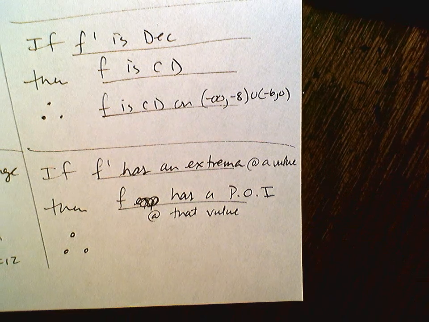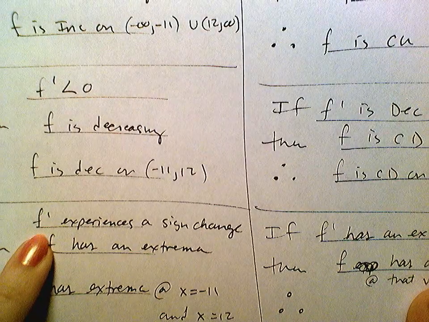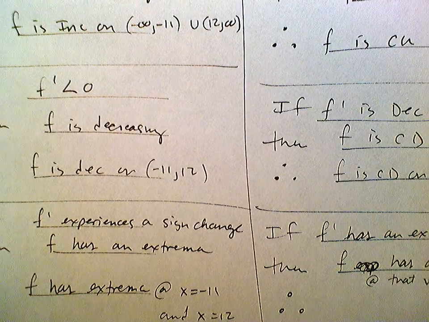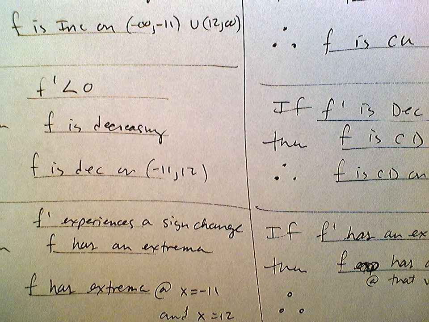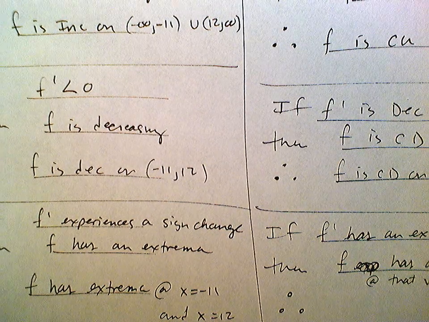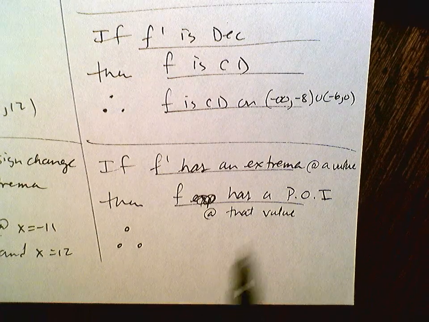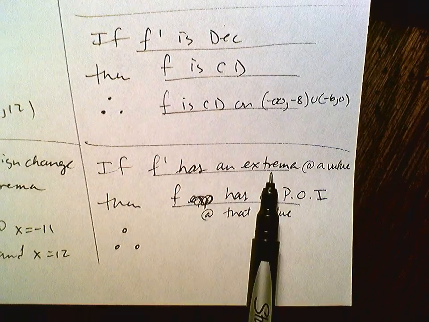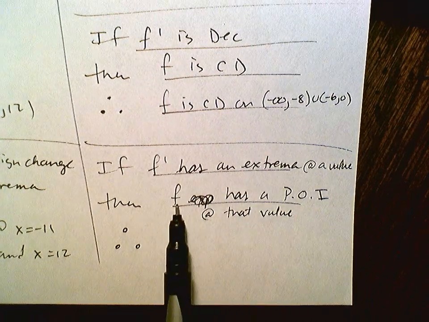Yeah, like this one here: if f prime experiences a sign change at a certain value, then f has an extrema at that value. That's much better English. Much better communication. Okay, so I'm looking for an extrema on the f prime graph, and that's going to tell me that f has a point of inflection there.